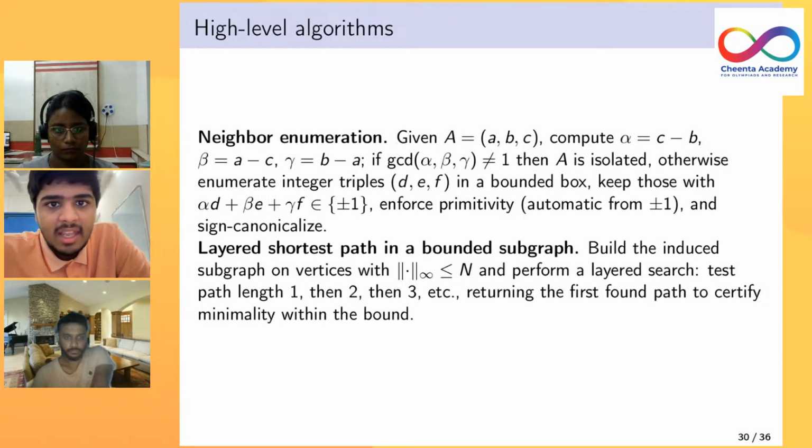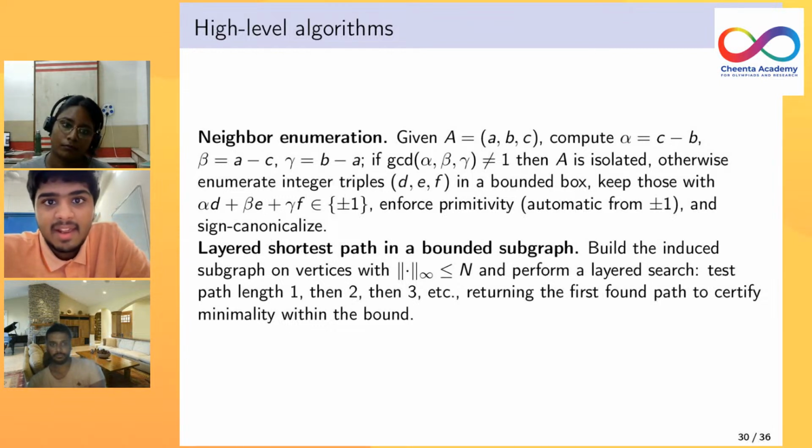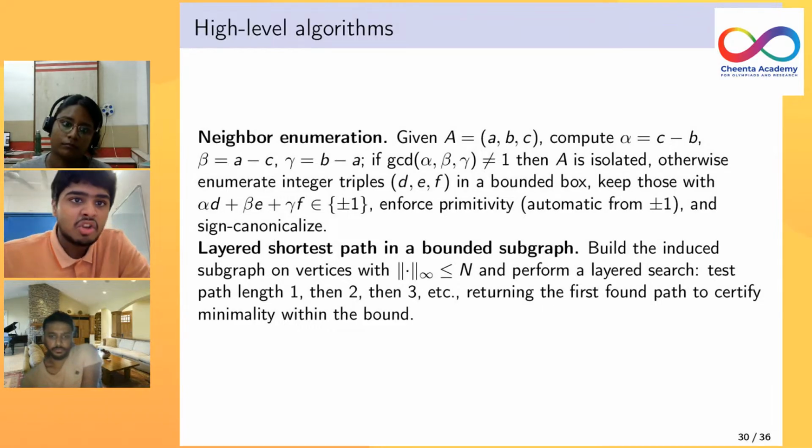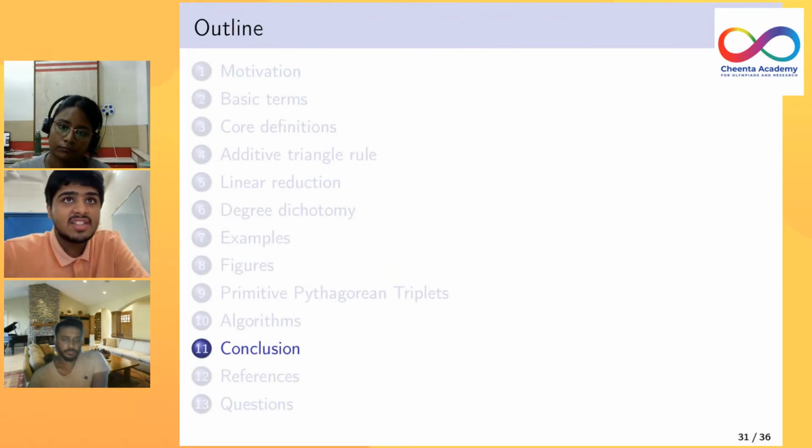enumeration. Given a triple A, compute alpha, beta, gamma. If the GCD of alpha, beta, gamma is not equal to 1, then A is isolated. Otherwise, enumerate all triples DEF in a bounded norm, keeping those satisfying the linear Diophantine condition, and canonicalize the sign, which means that DEF is equal to minus D, minus E, minus F. Second, the second algorithm finds the shortest path in an induced subgraph. So I actually have an example for you.